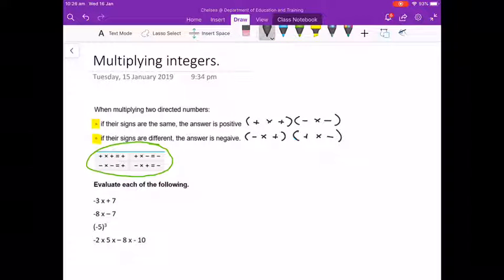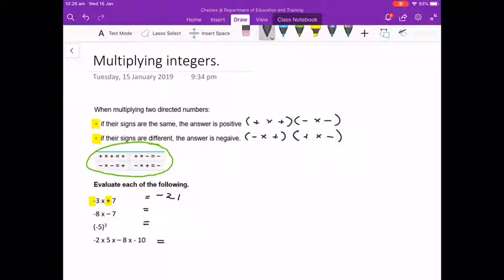So let's go through some questions. We have negative 3 times positive 7. Now 3 times 7 is 21, but I'm going to highlight the symbols here. When you have a negative and a positive, they are different, so the result is negative. Let's look at the next question.